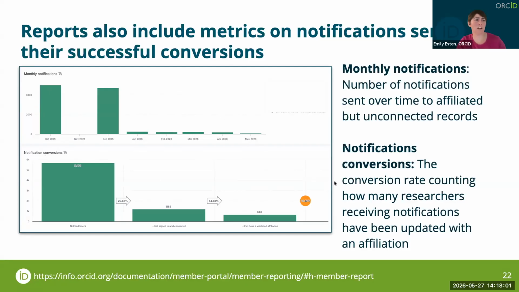And then similar to the validated affiliation conversion rate, we have one for notification conversions. So in this first column, you'll see the number of notified users overall, then the number of those notified users that then signed in and connected to the integration. And then in this third column, the number of those that have connected to the integration and had a validated affiliation, so followed through the entire process of Researcher Connect. And these reports are visible regardless of whether you've added Researcher Connect or not. But if you have enabled Researcher Connect, they'll obviously be populated with information relevant.